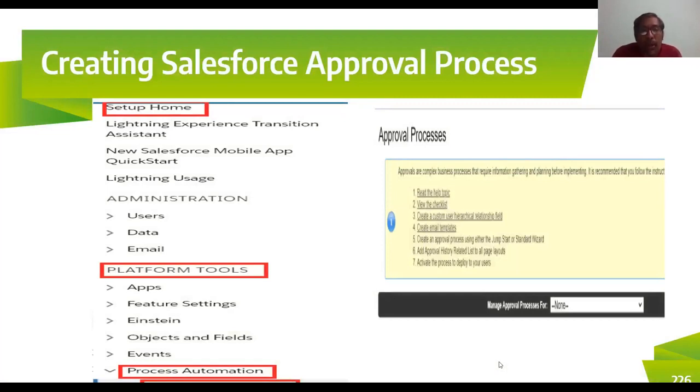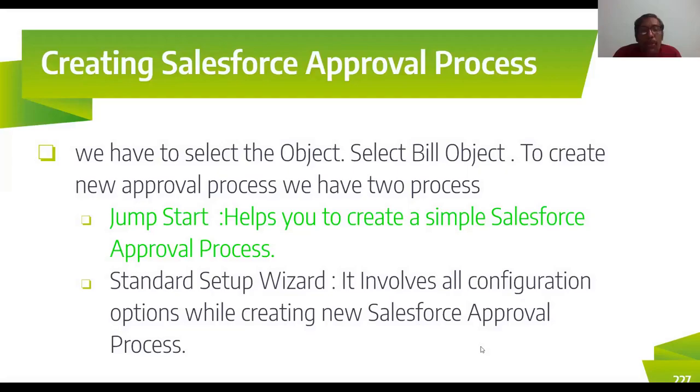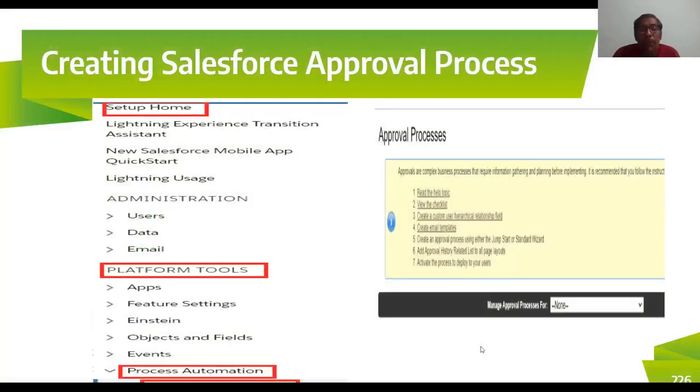So in order to create the approval process, we go to setup, home. Under setup home, we go to the platform tools. Under platform tools, we have something called process automation. From the process automation, you select the approval process, right? So the approval process page will be shown like this.